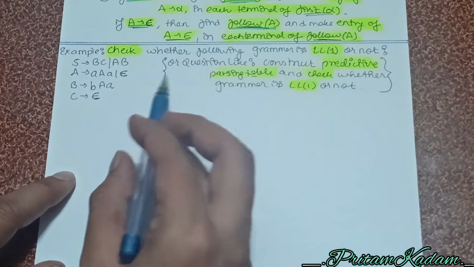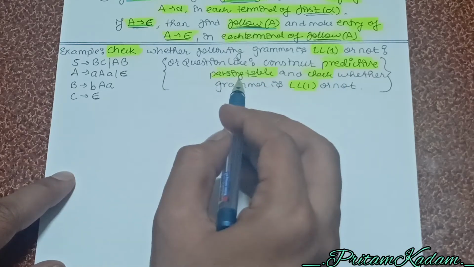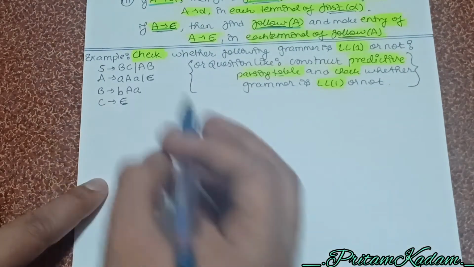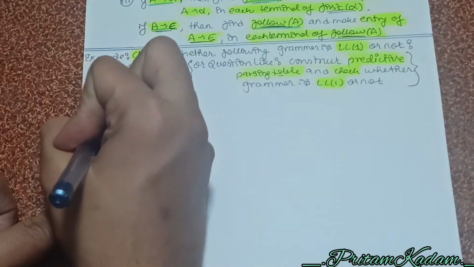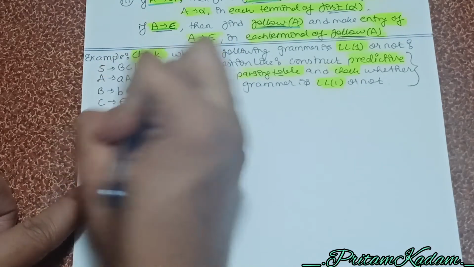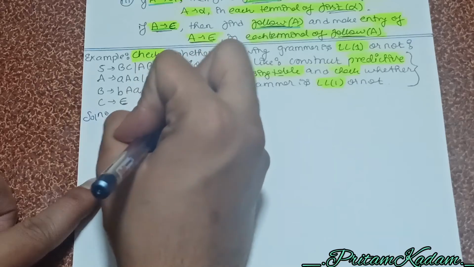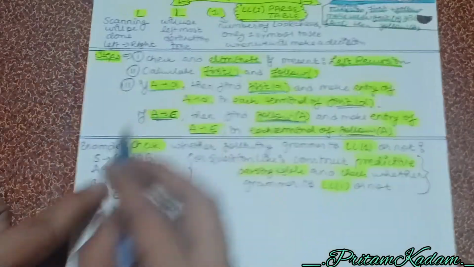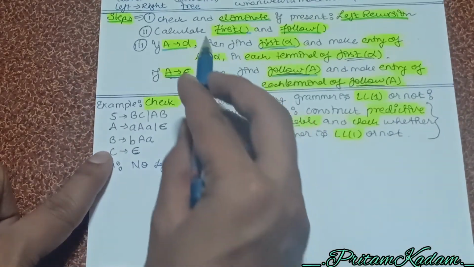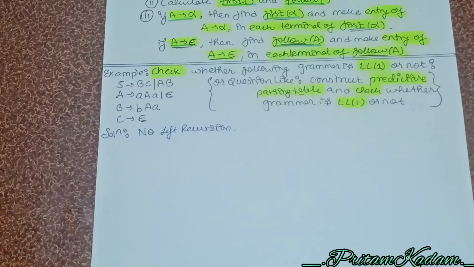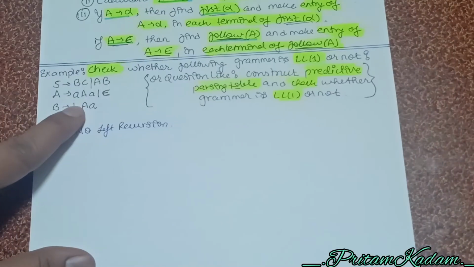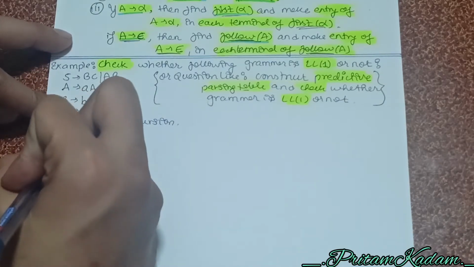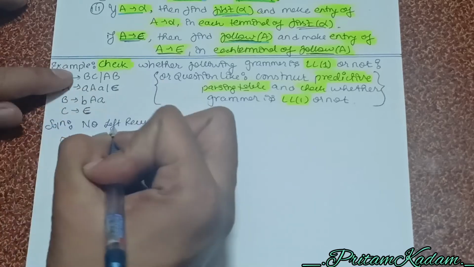So check whether the following grammar is LL1 or not, or a question like construct predictive parsing table and check whether grammar is LL1 or not. So we have the grammar here. Let us remove the left recursion if there are any. So let us first of all write the left recursions, but there are no left recursion as there is no non-terminal which is giving any production having itself. Okay, and if there was A gives A b, then it would have been a left recursion. Okay, let's go for the second step, that is to find the first and follow.